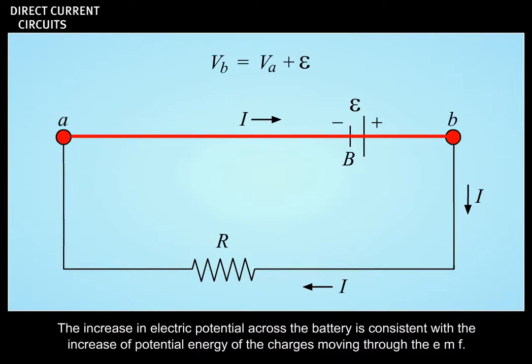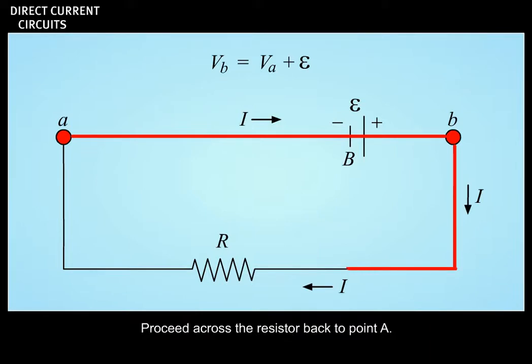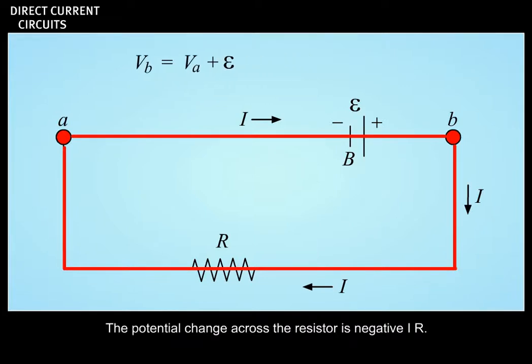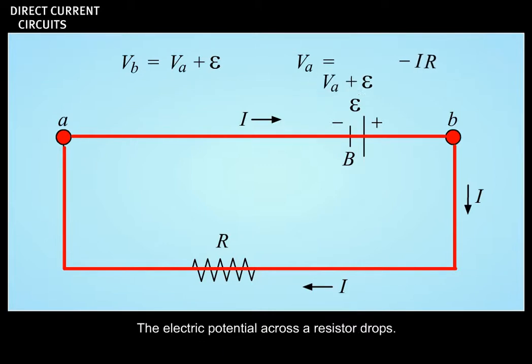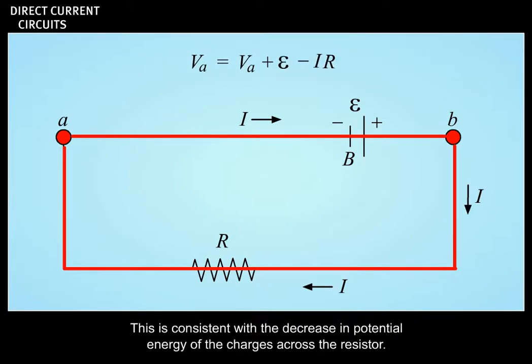The increase in electric potential across the battery is consistent with the increase of potential energy of the charges moving through the EMF. Proceed across the resistor back to point A. The resistor has a resistance R. The potential change across the resistor is negative IR. The electric potential across the resistor drops. This is consistent with the decrease in potential energy of the charges across the resistor.